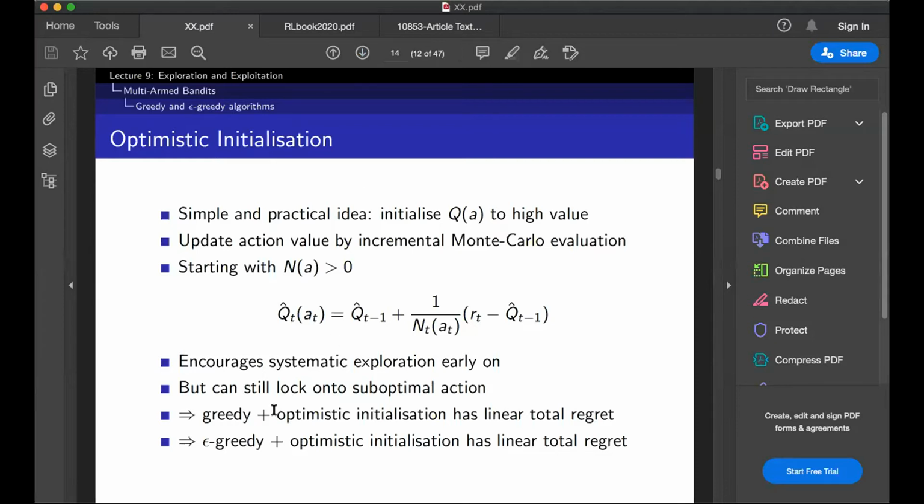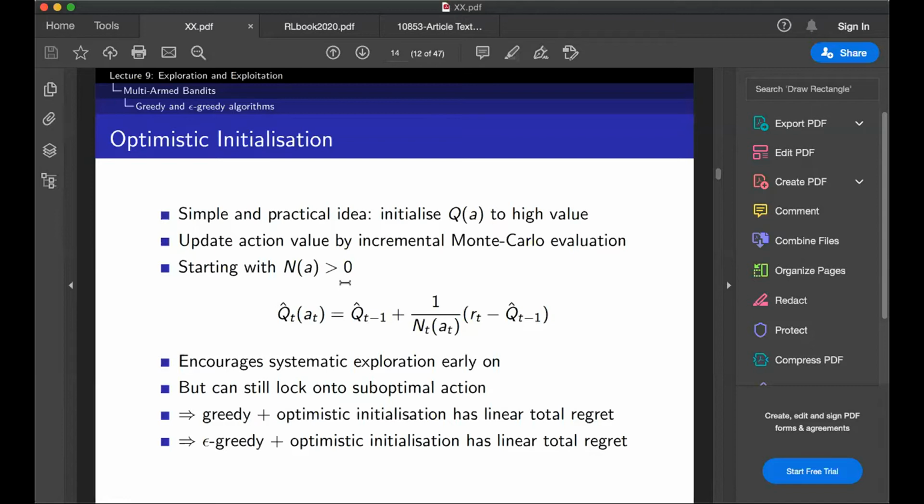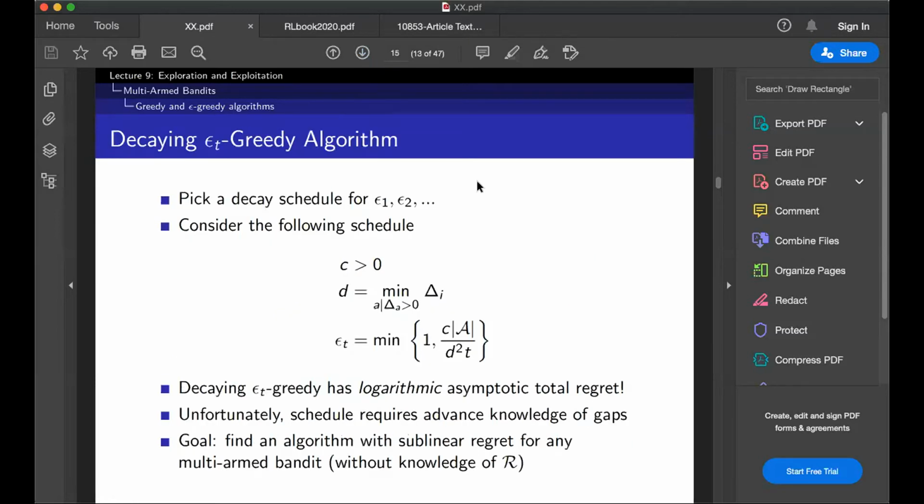Okay, so the final two lines here are: greedy and optimistic initialization has linear total regret. Epsilon greedy plus optimistic initialization also has linear total regret. Okay, so, the decaying epsilon-t greedy algorithm. I think what David Silver says is this is something that you could use. This works in real life. But the tricky thing is picking a decay schedule and getting the decay schedule right. That's a little harder to do.